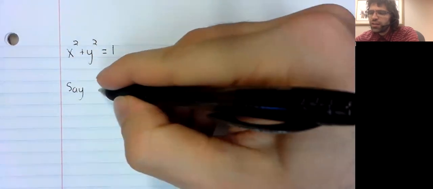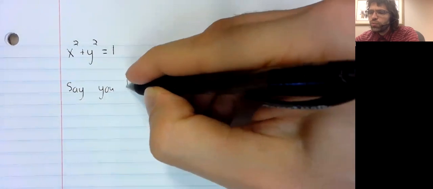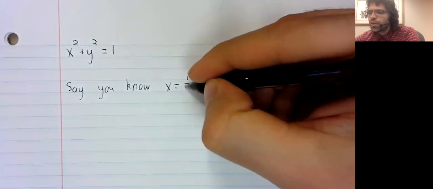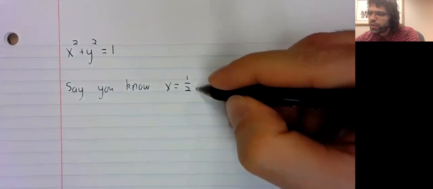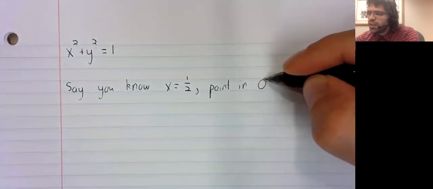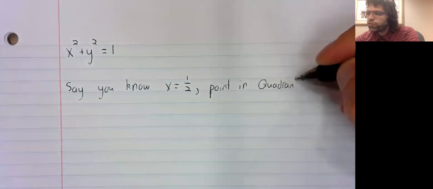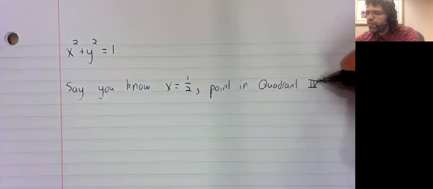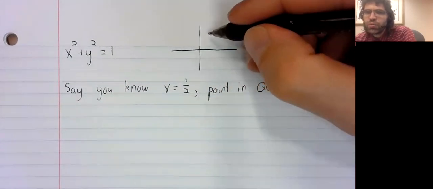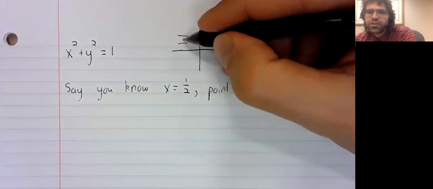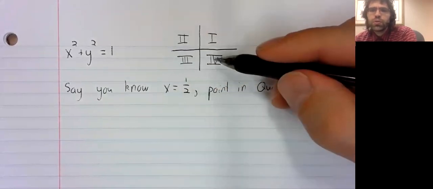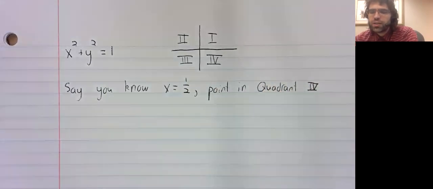So let's say you know that x equals 1/2. And you also know that the point is in quadrant 4. And let's just briefly remind ourselves, quadrant 1, and then it's numbered counterclockwise. So quadrant 4 is down here.